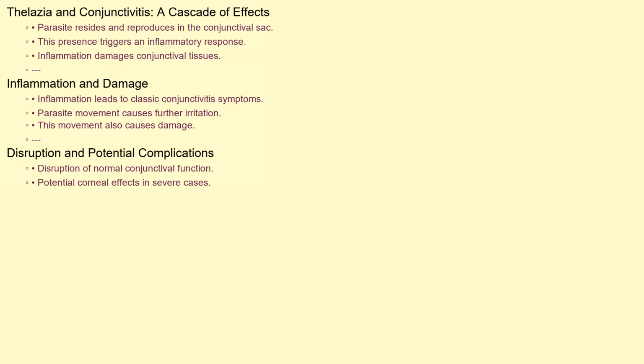The physical presence of the parasite, along with the toxins and waste products it releases, triggers an inflammatory response. This inflammation damages the conjunctival tissues, leading to the classic symptoms of conjunctivitis. The parasite's movements within the eye can also cause further irritation and damage, disrupting the normal function of the conjunctiva and potentially affecting the cornea in severe cases.